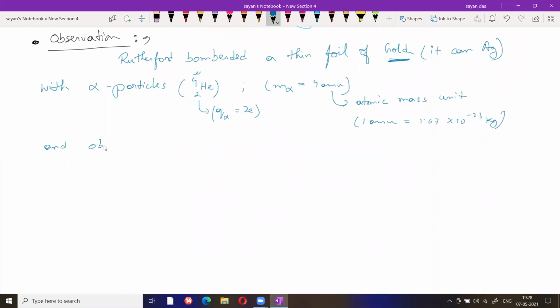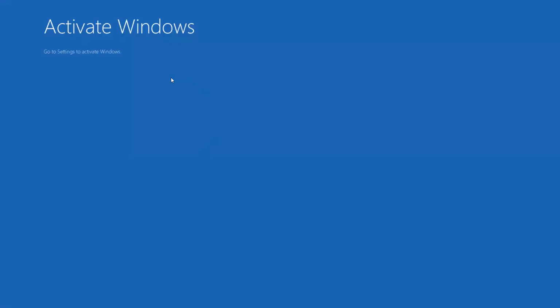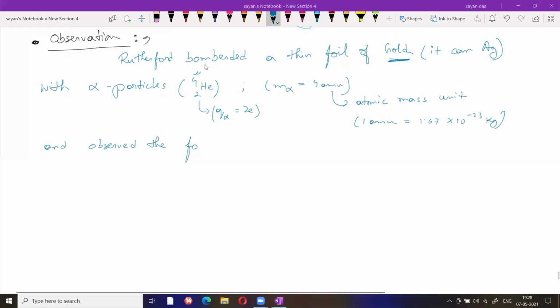Observe the following observations. Now, what are the observations? First, most of the alpha particles pass through a straight line. Most of the alpha particles means almost 99%.